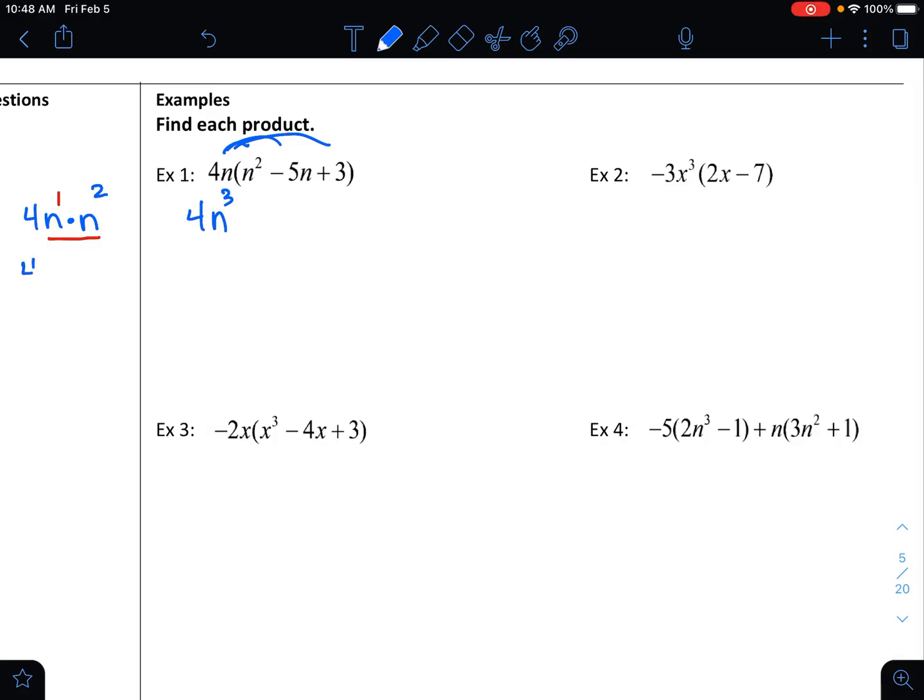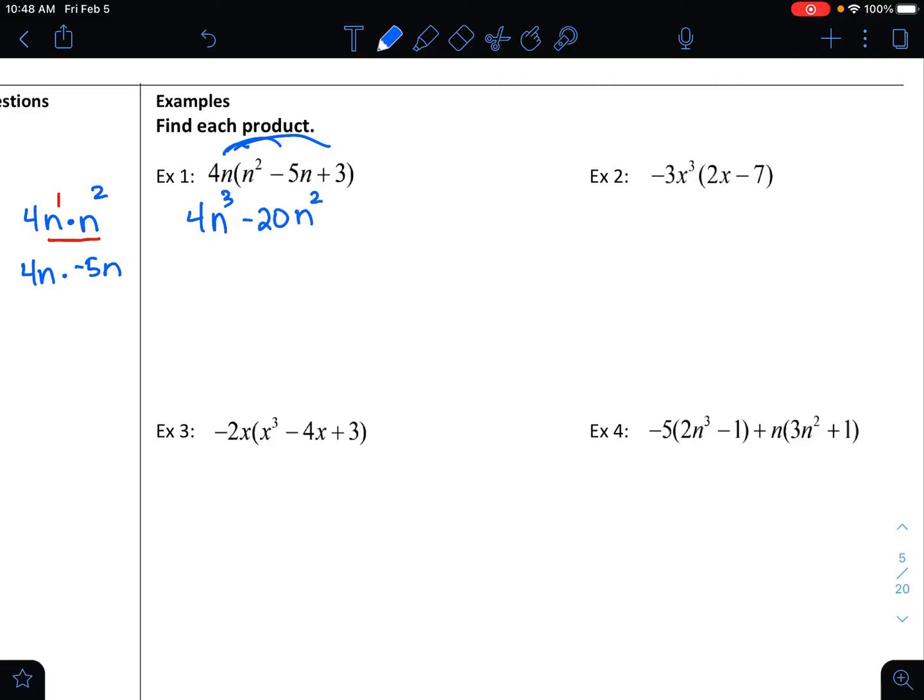Okay, on the second one, I'm going to be doing 4n times negative 5n. So I have two parts. I've got the two numbers. 4 times negative 5 is negative 20. N times n is n squared. And then the third one is 4n times 3. Well, I can do 4 and 3 to get 12, and the n will stay with it. So my simplified multiplication here is 4n to the third minus 20n squared plus 12n. Okay, so you're thinking multiply the numbers since the underlying operation is multiply. But when you multiply variables, we add the powers together.